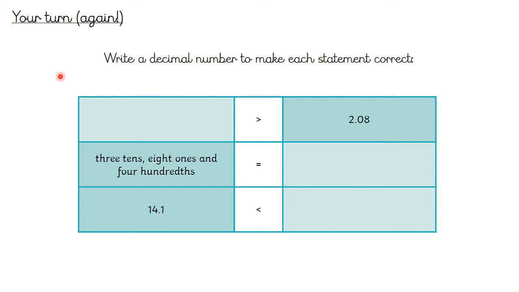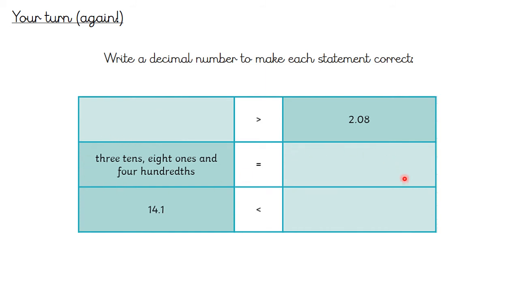Right, okay, so what you need in this box is any number greater than 2.08. So any decimal number from 2.09 onwards. So you could put 20.19, you could put 3.29, you could put 500.1. Any number greater than this. And the next number up from that would be 2.09, so you could even just put 2.09.